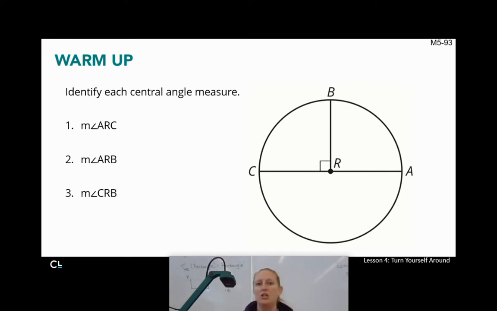I just want you to tell me the degree measure of each of these angles: angle ARC, angle ARB, and angle CRB. Go ahead, hit pause, write down your answers. It should be pretty quick, and then hit play when you're ready to check your work.